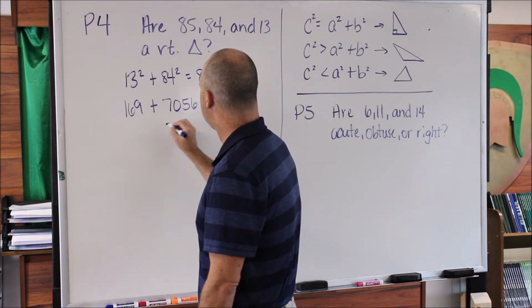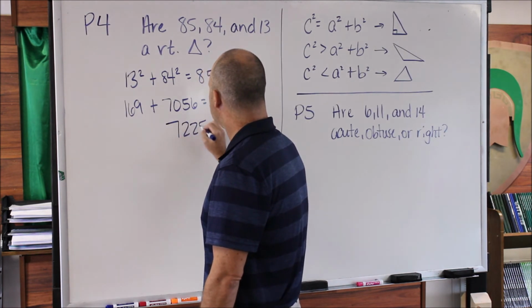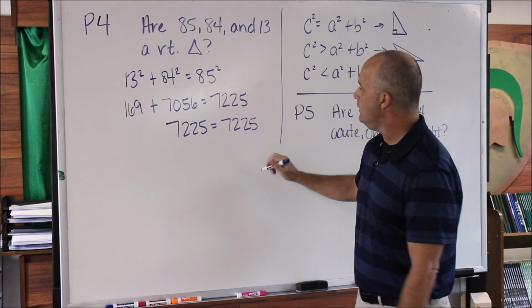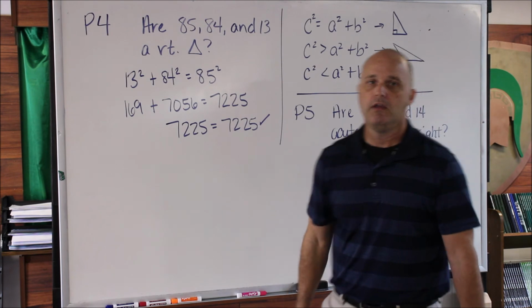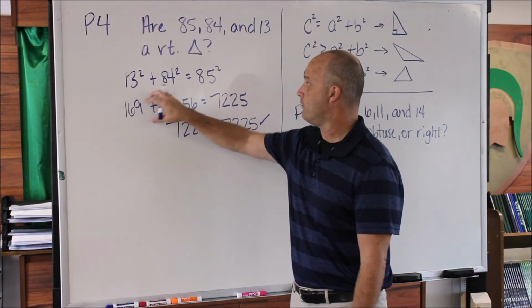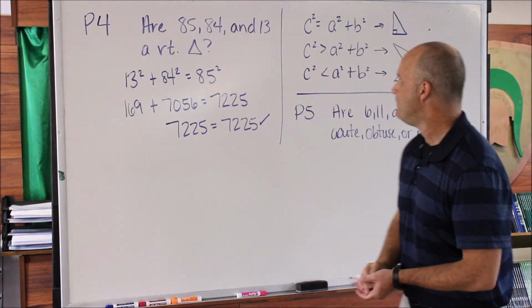169 plus 7,056 is going to be 7,225. 7,225 equals 7,225, and so we do know that this is going to be a right triangle. This is a Pythagorean triple, and we've got a right triangle.